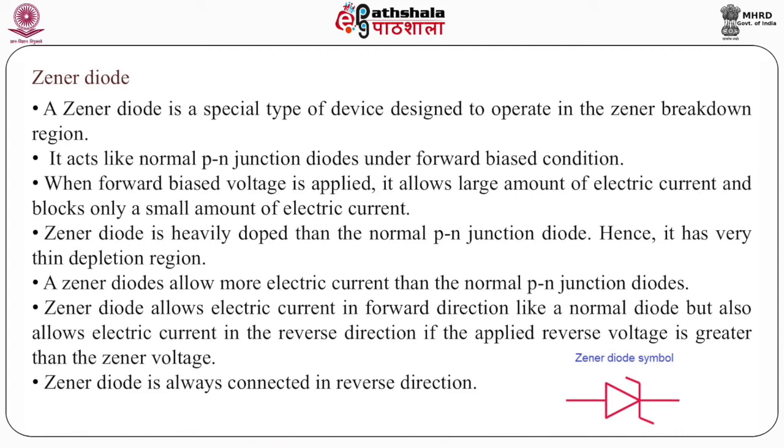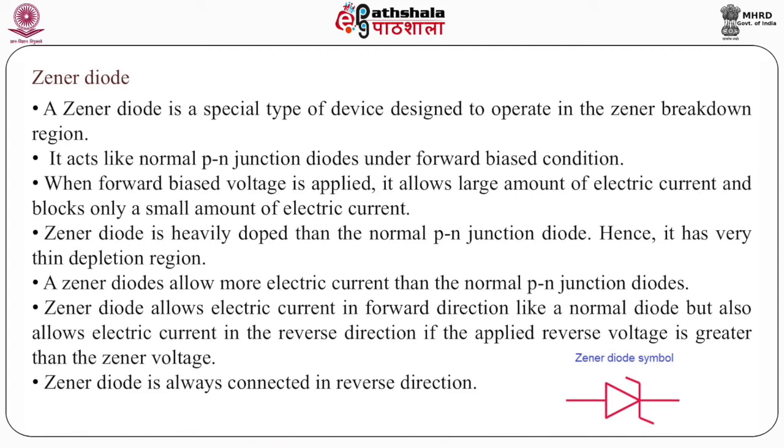That's the characteristic, that's a property of a Zener diode, that you have to make the P and N side of the junction very highly doped. Hence, it has a very thin depletion layer. A Zener diode allows more electric current than the normal PN junction diode.